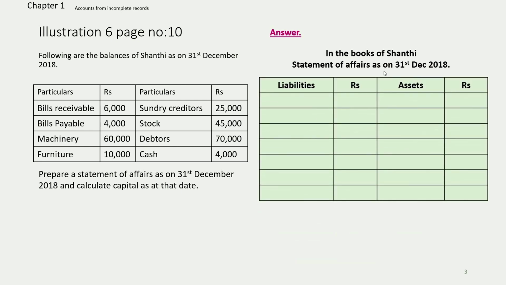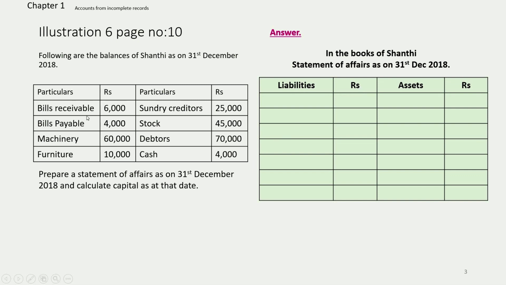Now this statement of affairs is similar to your balance sheet. On the right hand side, you will be writing all the assets. On the left hand side, you will be writing all the liabilities. So, you have to write the heading first: on the right hand side, assets, rupees; on the left hand side, liabilities, rupees. Then, start going through the problem.